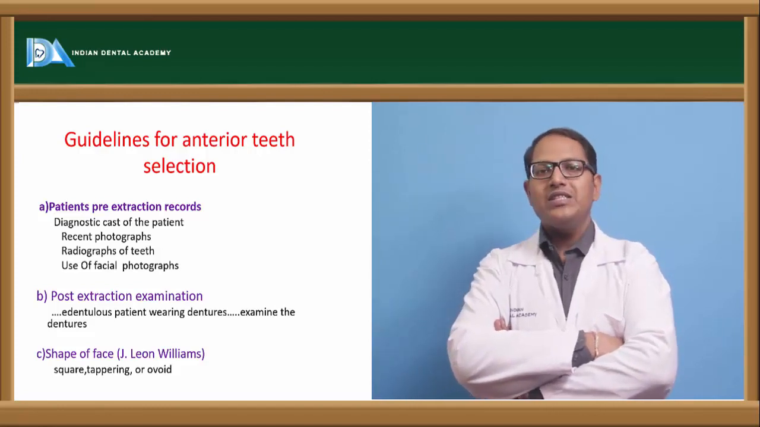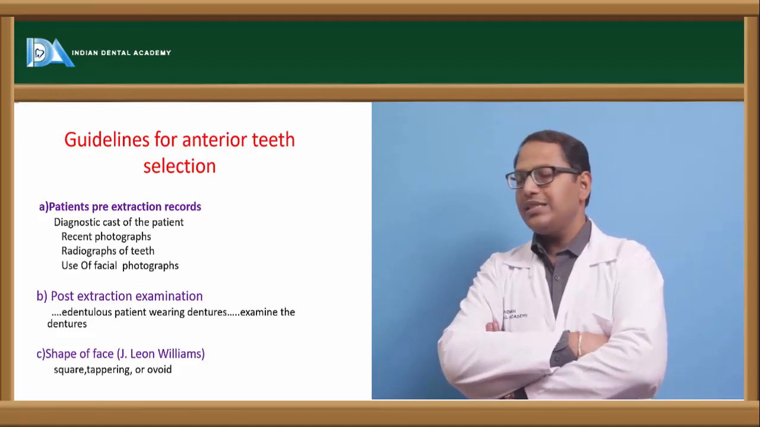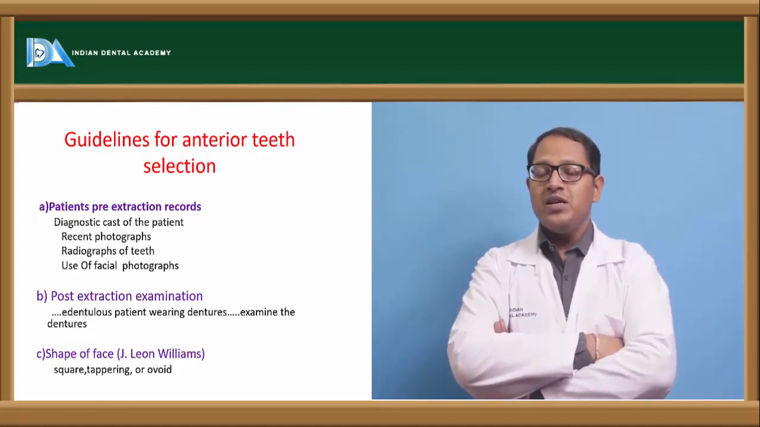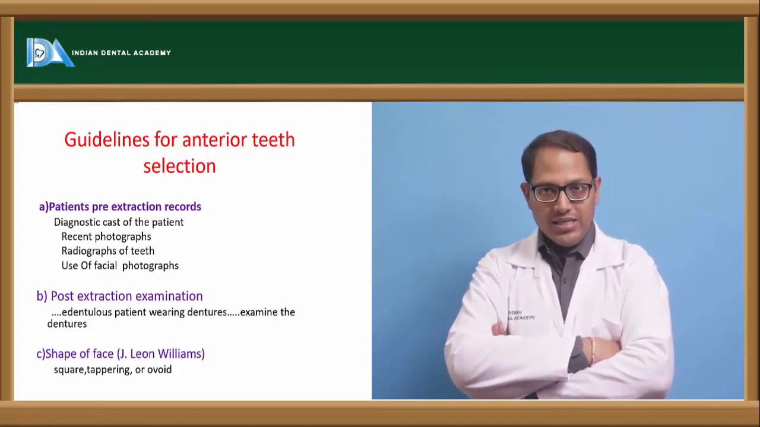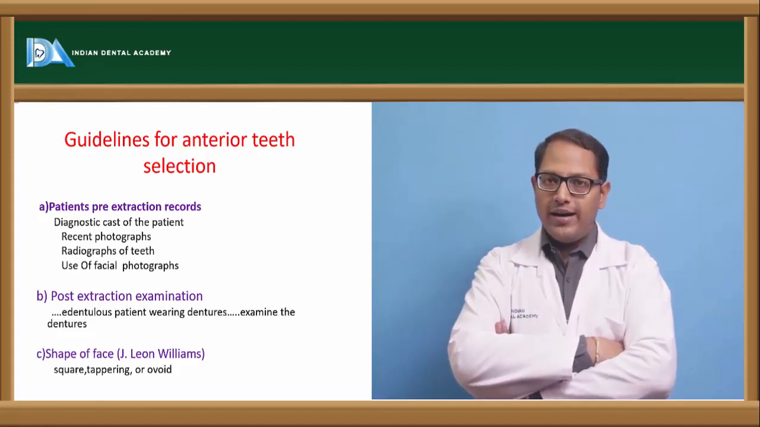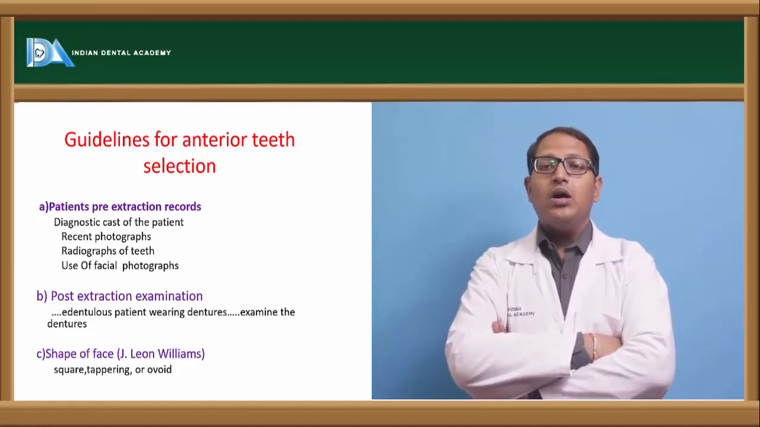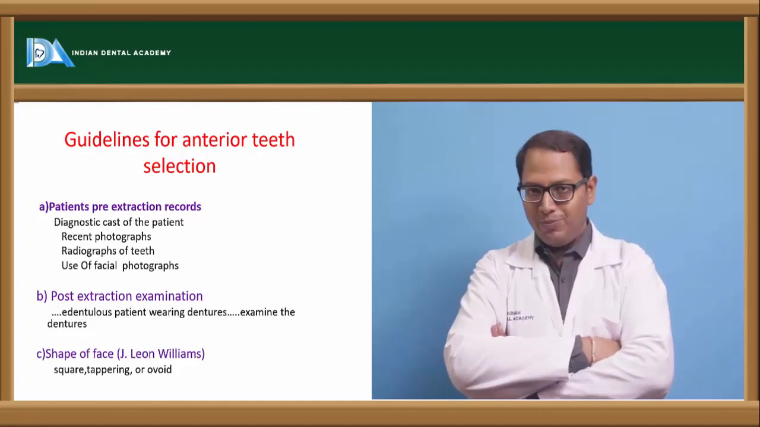So what are the guidelines for anterior teeth selection? What can we use for selecting anterior teeth? If the patient has come to you before extraction, we must have extraction records. For example, we can have casts, photographs, radiographs, or silhouettes. All these can aid in the selection of the teeth for that particular patient.